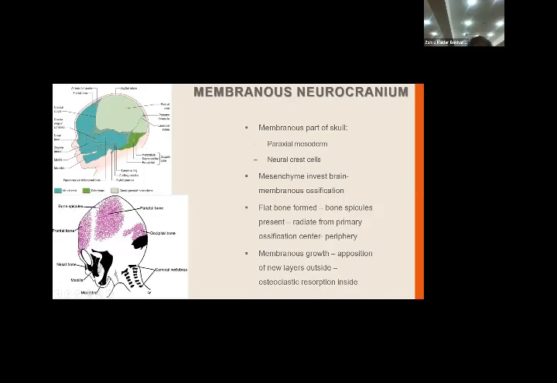ठीक है. So the mesenchyme आपको बताया था, this surrounds the brain, invests the brain, and develops into bones by the process of intramembranous ossification.